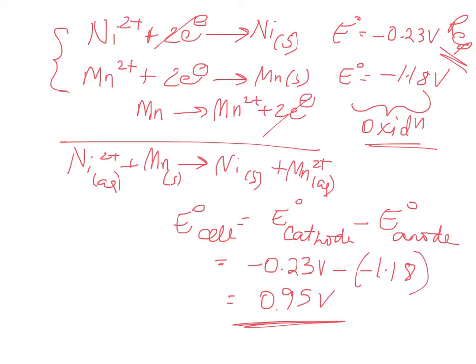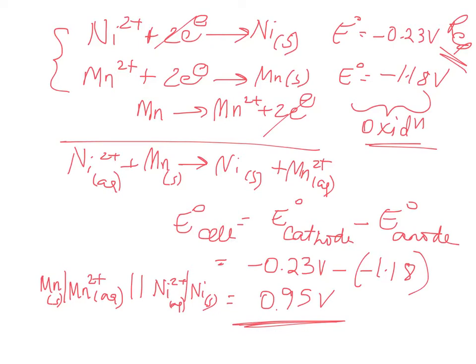And if you were to give the cell representation, you would say that at the anode, manganese is going to become Mn2+ aqueous, salt bridge, nickel 2+ is going to become nickel, aqueous to solid. And that's going to be your cell representation.